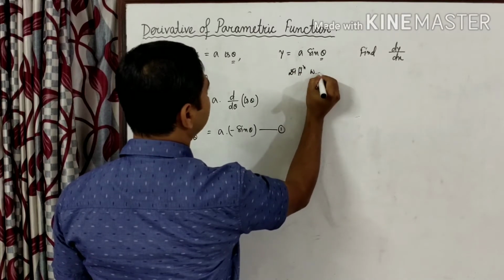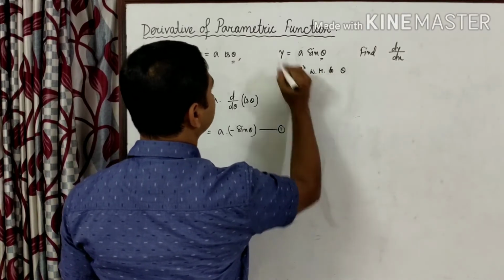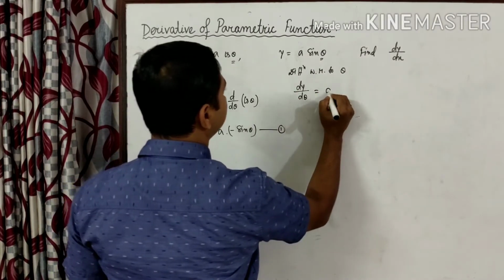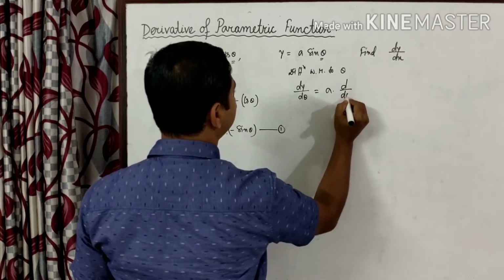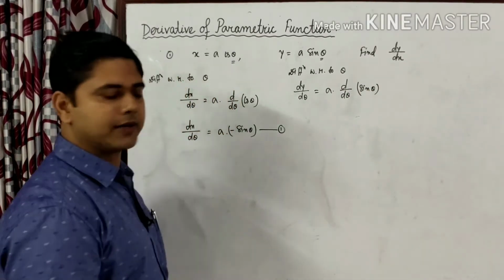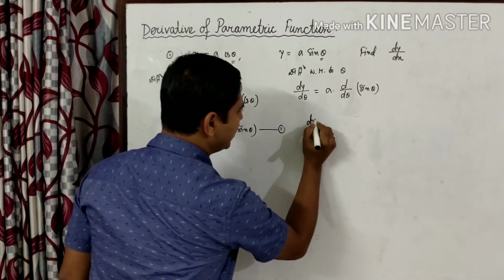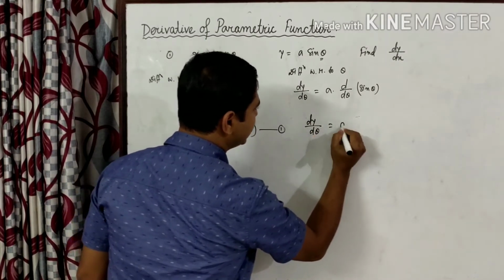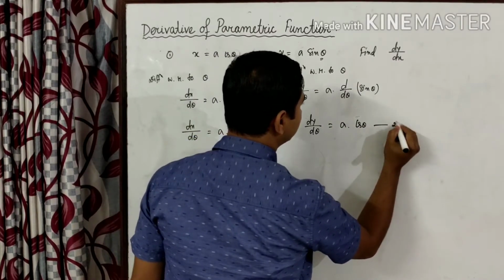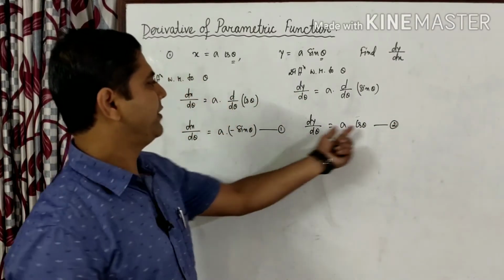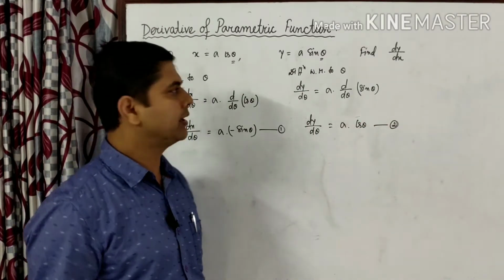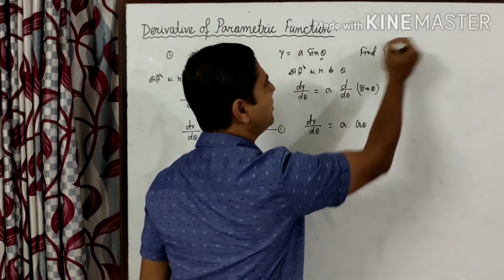Differentiating with respect to theta, you have dy by d theta. A is constant, d theta of sin of theta. Clear this part? That means dy by d theta, a is constant, d theta of sin theta is equal to cos of theta. This one we consider equation 2. Now you have to find dy by dx.